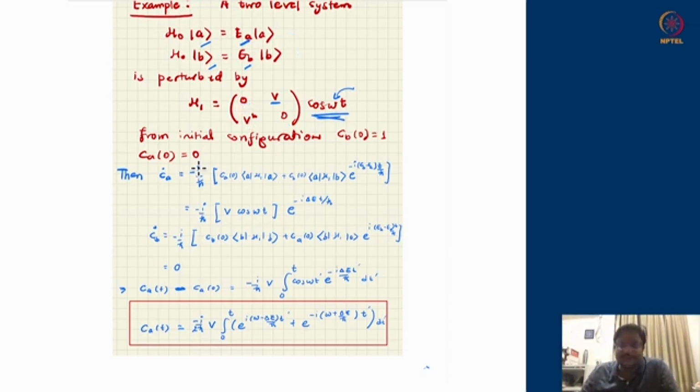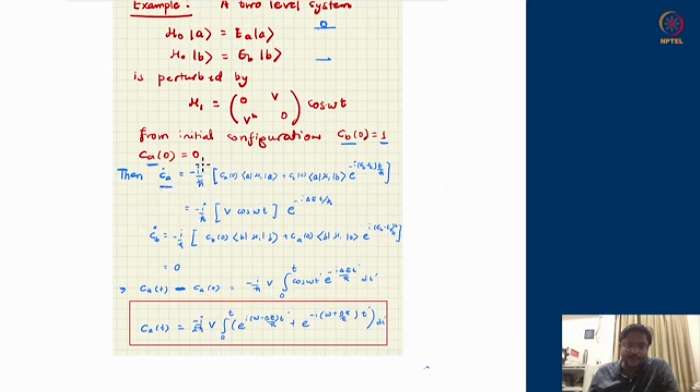Now in this setting, we want to study the process in which the system was initially in the excited state. That means Cb at time t equal to 0 was 1, while Ca at time t equal to 0 was 0. So initially the system was in the excited state. And we want to know if the system will remain in the excited state throughout, or due to the fact that the Hamiltonian will change over time, the system would develop some probability of being found in the ground state as well. So in order to look at that, we look at the differential equation which will govern the growth or the decay of the two coefficients Ca and Cb.